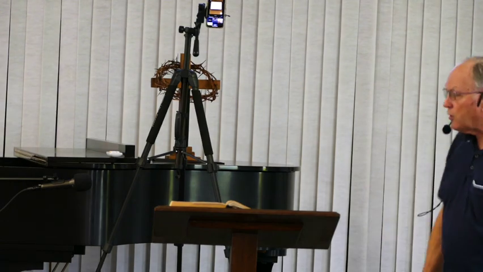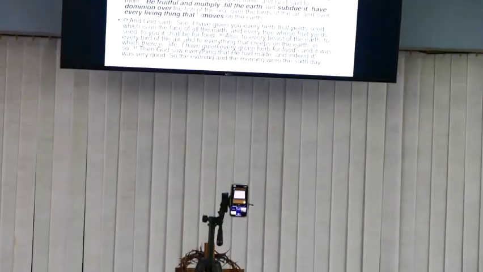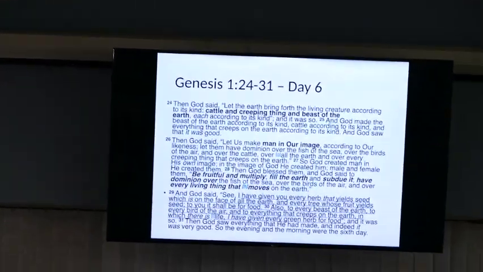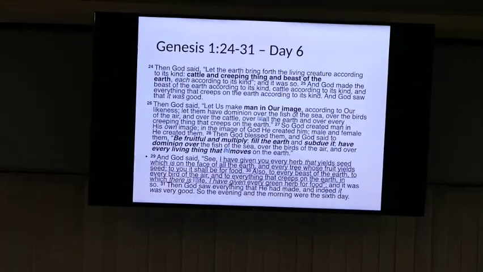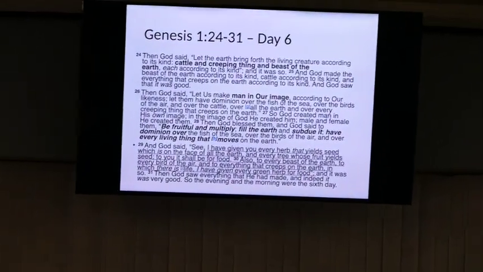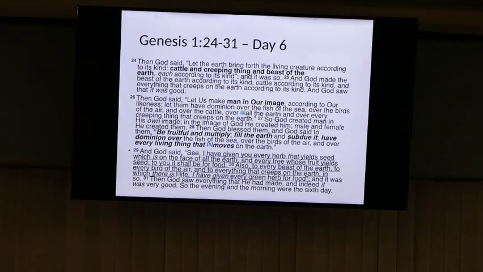Okay, day 6, next to the last day of the week. I know this is too tiny to read very well, but then God said, let the earth bring forth a living creature according to its kind, cattle and creeping thing and beast of the earth, each according to its kind. And it was so. And God made the beast of the earth according to its kind, cattle according to its kind, and everything that creeps on the earth according to its kind. And God saw that it was good.